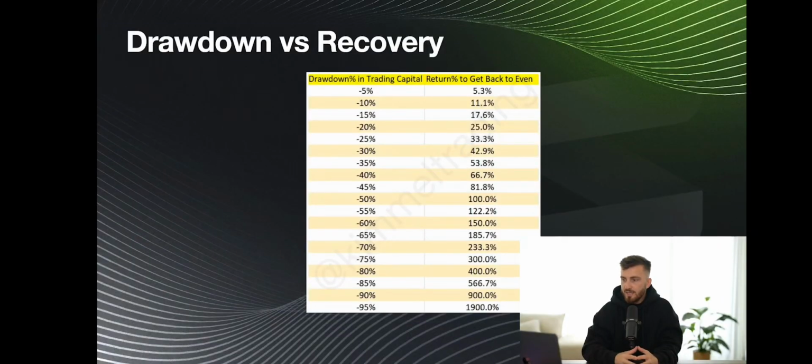So the reason I say this is because a lot of people don't understand that on a personal account, there is no reset button. And so I hope that this drawdown in trading capital versus the return that you need to get back to break even really hones in the fact that when you don't have a reset button, capital preservation is number one.